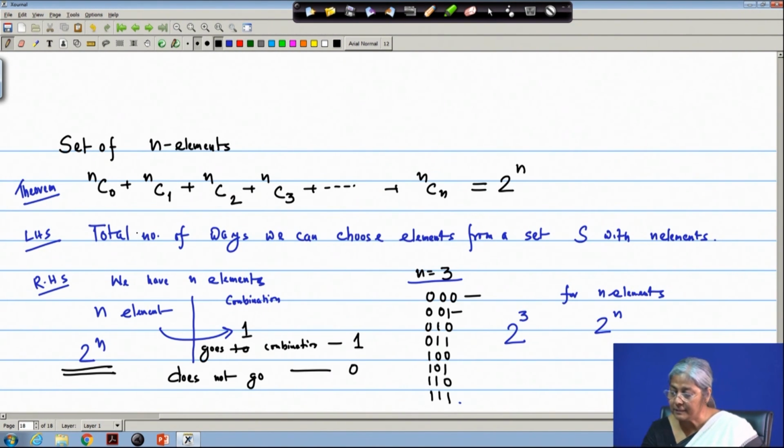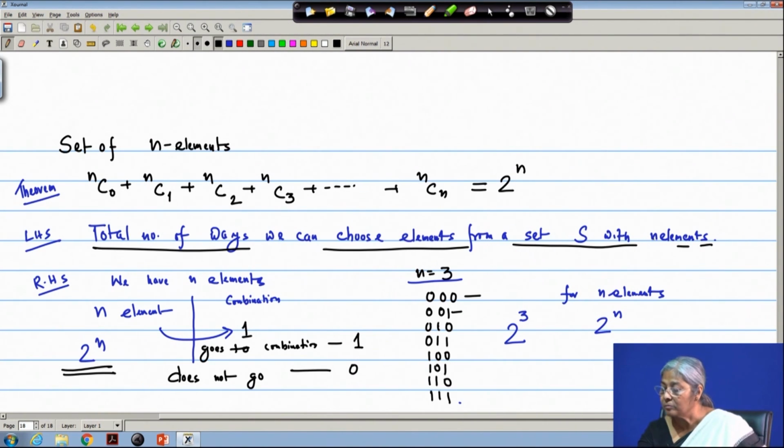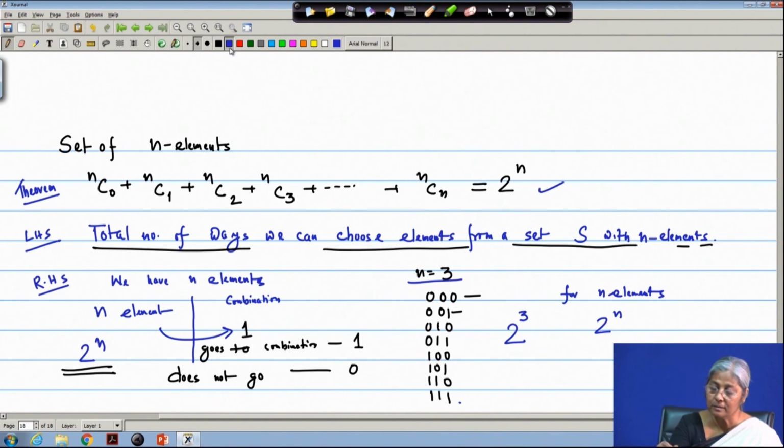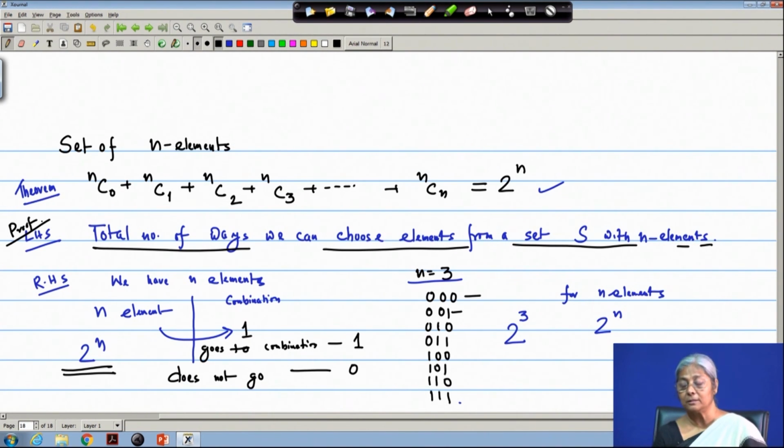And the LHS gives the total number of ways we can choose elements from a set with n elements. According to the definition, the LHS and RHS are the same. So, I can treat this thing as my proof. Sometimes we take this property as a theorem and then proof. We use this relation for solving some of the combination problems.